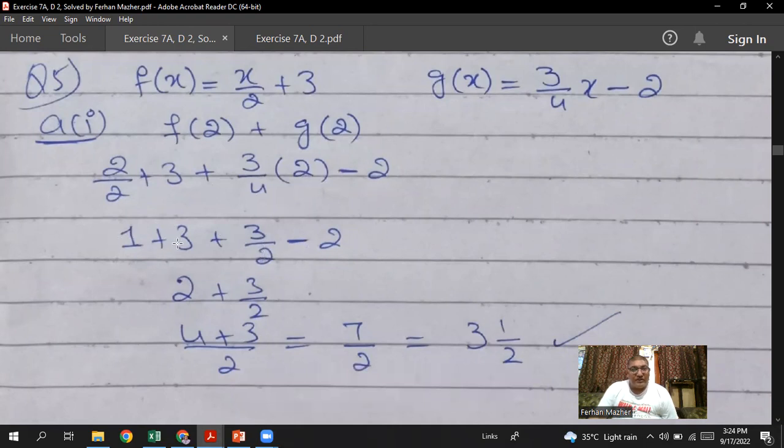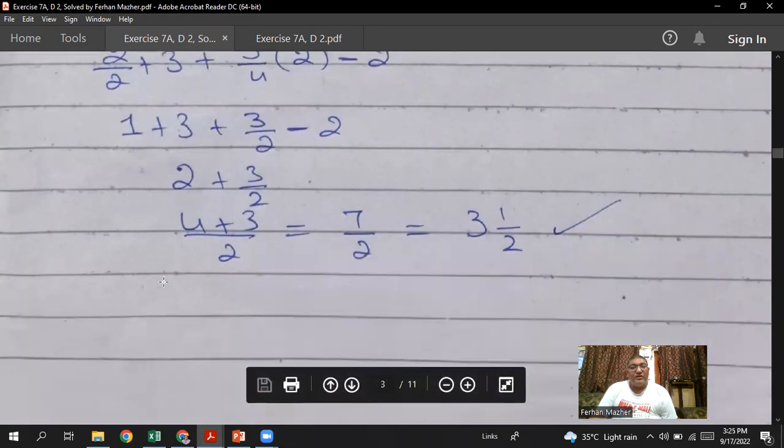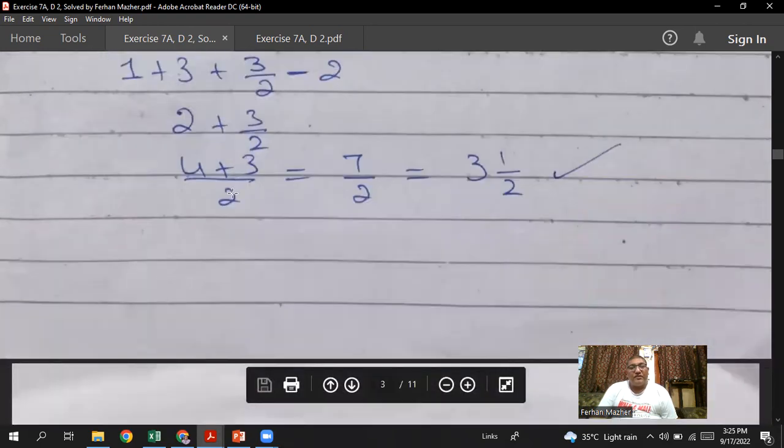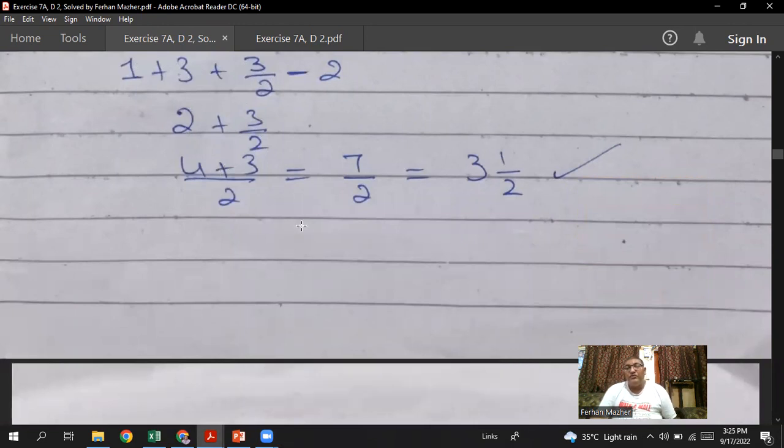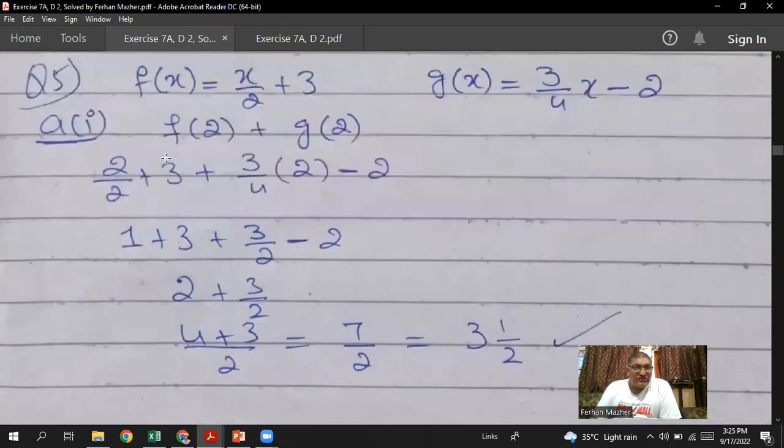So it will be, so when you will add them, this 4 minus 2 will be 2 plus 3 by 2. Take the LCM. So it will be 2. So it will become 4 plus 3. So it will be 7 by 2. And that will be 3 whole 1 by 2. So this is how you will do this. So this was the first part of the question number 5.